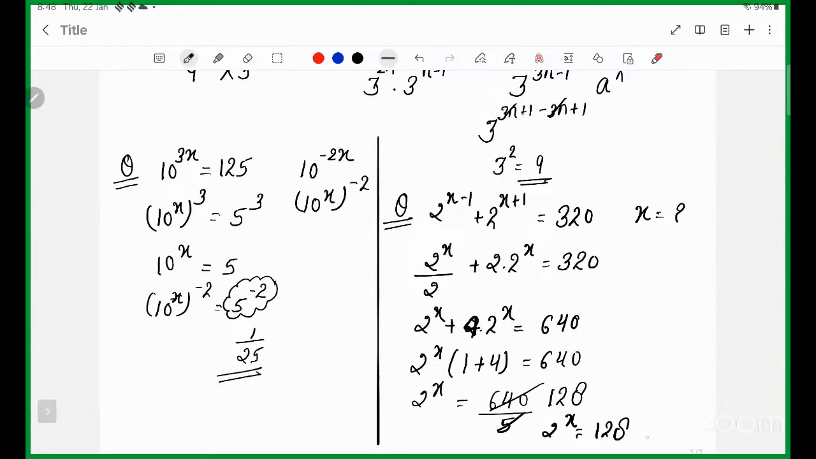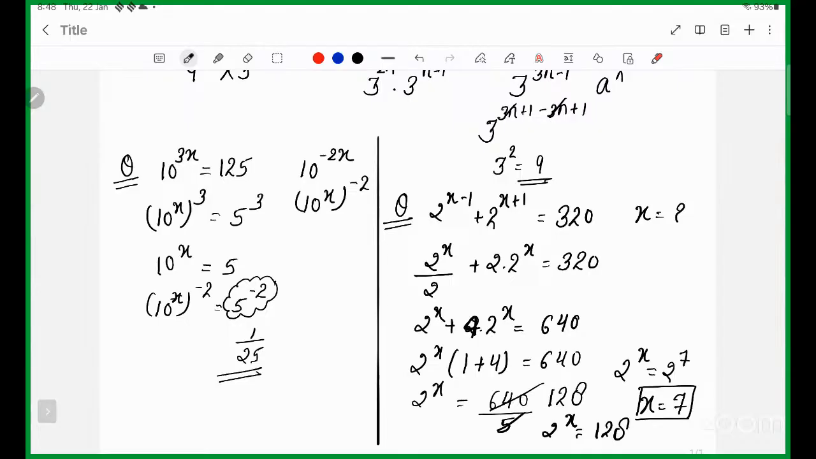Okay. So it can also be written in the form of 2 raised to power x will be equal to 2 raised to power 6. On comparing, you will get the value of x as 6. It is not 2 raised to power 6, it is 2 raised to power 7. So x will be 7.